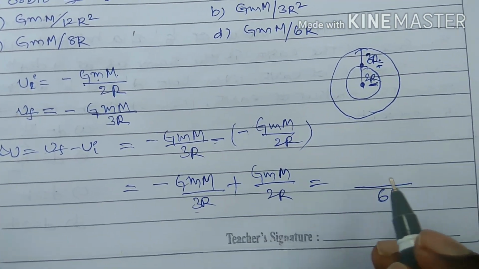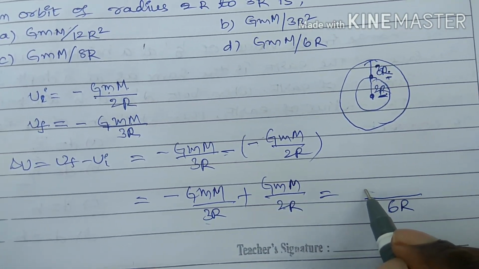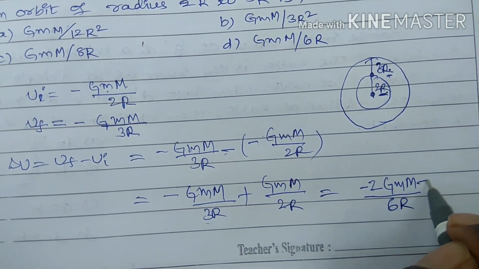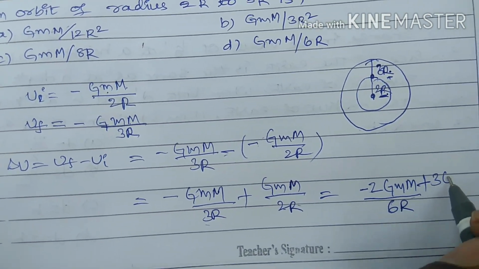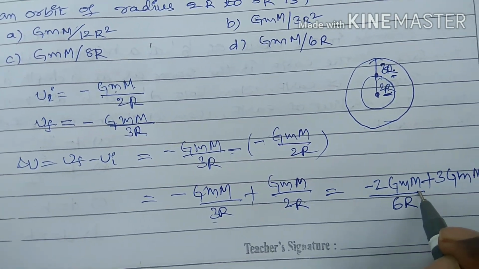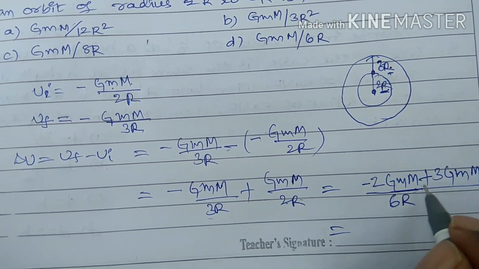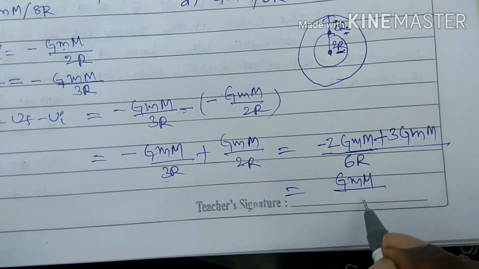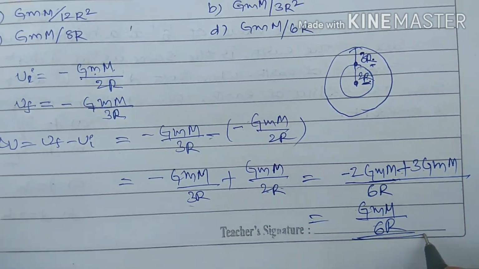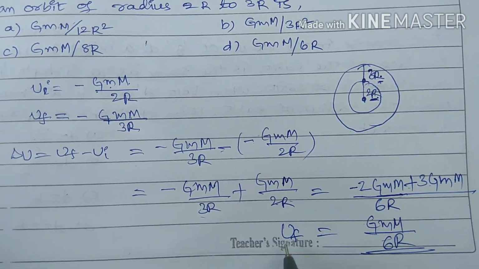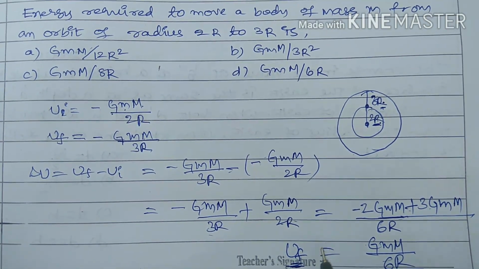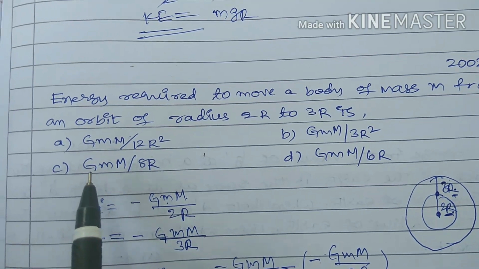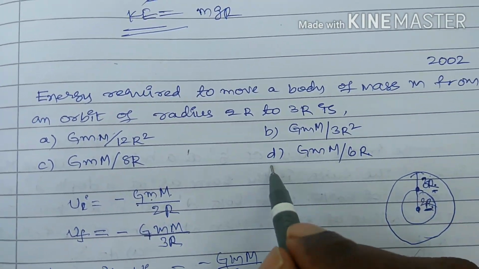It can be written as minus 2GMm plus 3GMm, so GMm by 6r. This is the potential energy difference, which is nothing but the energy required to move the body from 2r radius to 3r radius. Therefore the option GMm by 6r is the right answer.